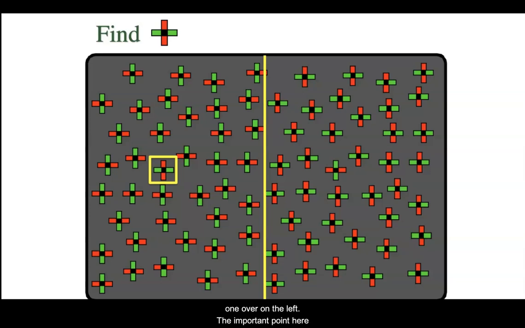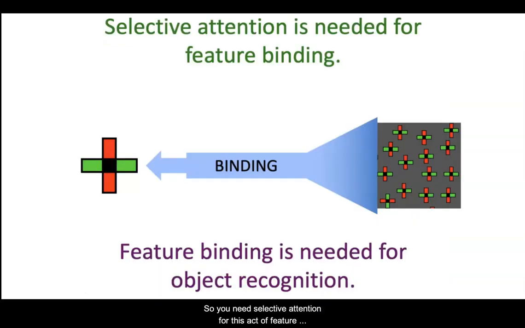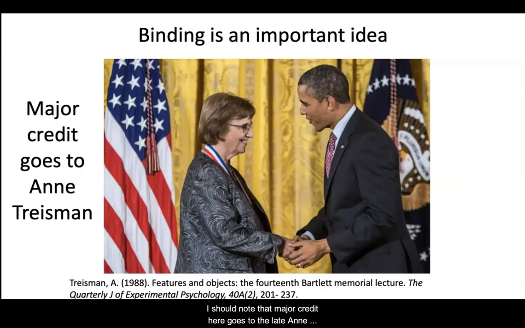The important point here is that as soon as that display came up on the screen, you knew that you were looking at red and green pluses everywhere. But only once you started scrutinizing it, deploying your attention from one item to the next, could you tell which of those pluses were present. So you need selective attention for this act of feature binding, and that's in turn critical for acts of object recognition. I should note that major credit here goes to the late Anne Treisman, seen here getting the National Medal of Science from Obama some years back.